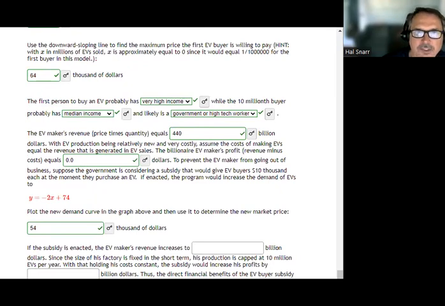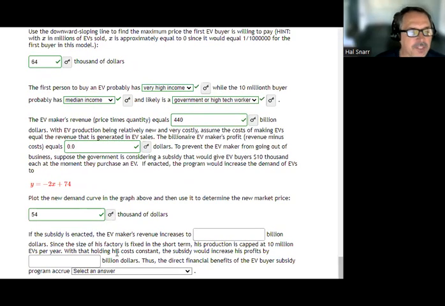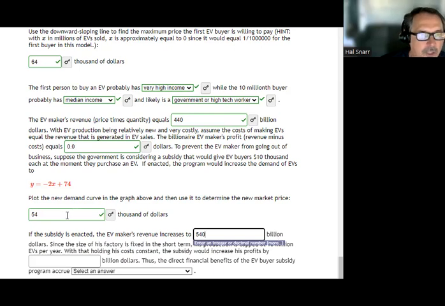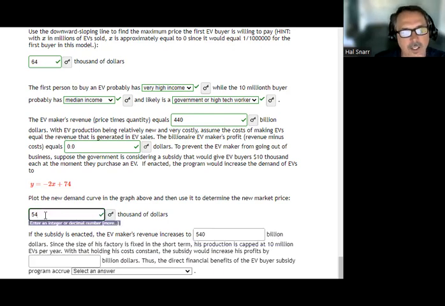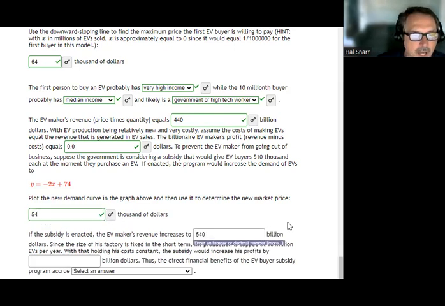Now this is where economics gets really fun. If the subsidy is enacted, the EV market's revenue increases to what? Well, it was 440 billion, but is now 540 billion. Remember, when we multiply thousands of dollars by millions of cars sold, we get billions. 1,000 million is a billion. So all I've got to do is take the 54 and multiply it by the EV maker's capacity of 10 million produced a year. We get $540 billion.